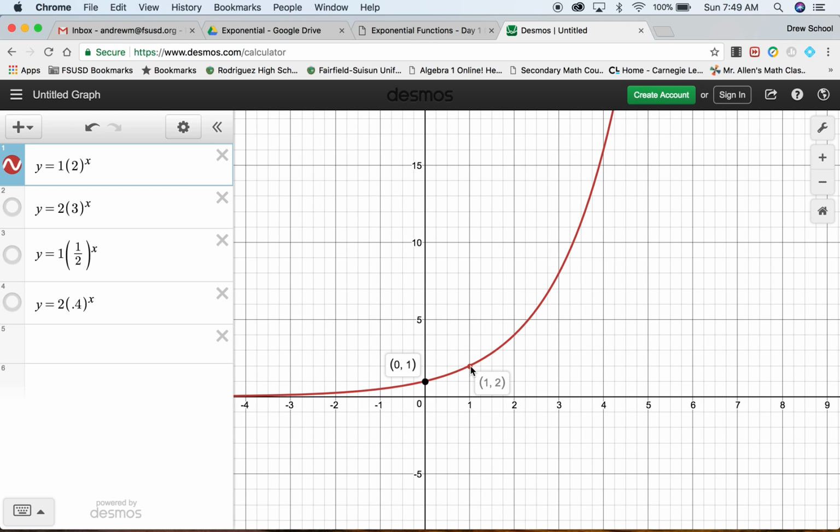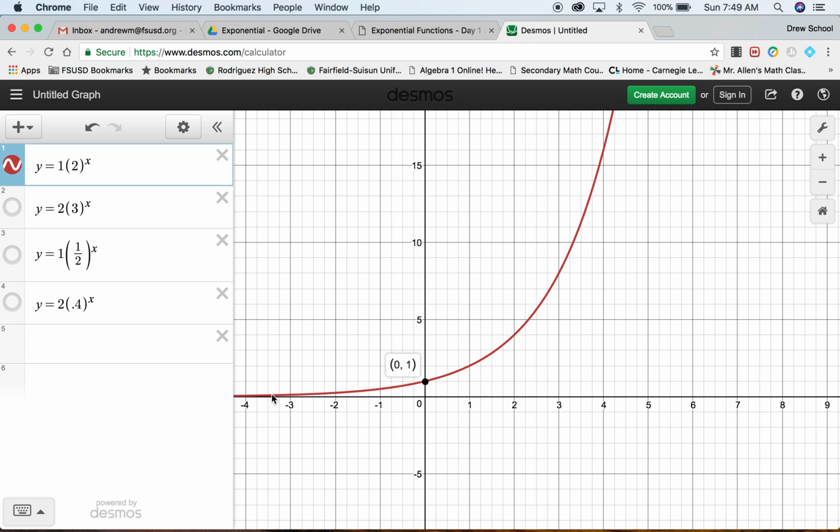So 2 to the first power is 2, times 1 is 2. 2 to the second power is 4, 4 times 1 is 4. 2 to the third power is 8, 8 times 1 is 8. So we have a graph that is increasing from left to right, or what we call exponential growth.